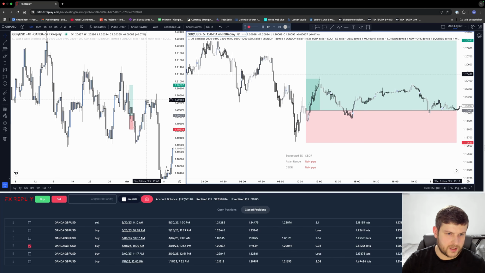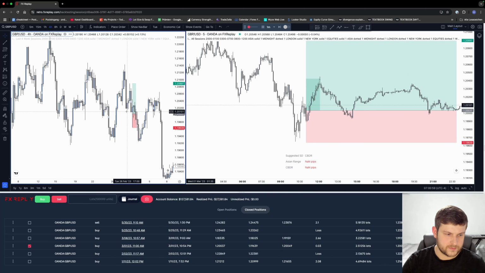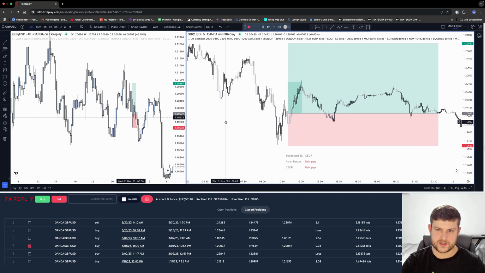So here, okay, so here we sweep this, and then we come lower and we fully mitigate this huge fair value gap here, okay, and we also tap the order block all the way in the bottom. So this was also a nice trade idea.